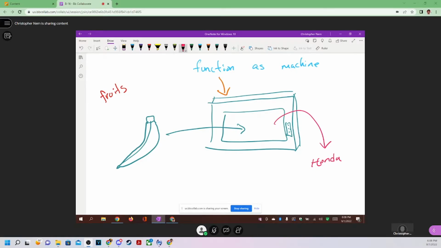Now, realistically, that might not happen. However, this is the idea of a function. You have an input. This is called your input. And then once you place your input inside your function, so your input is called x, you throw that thing inside f, and what it's going to spit out is a Honda, or f of x. This is called your output.